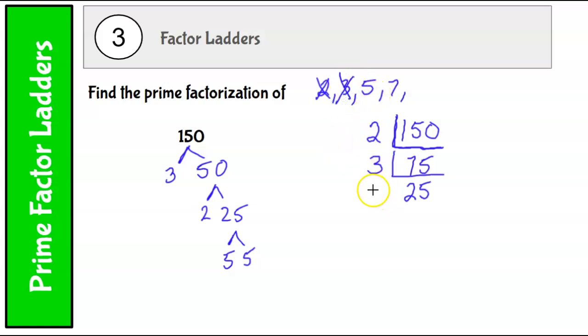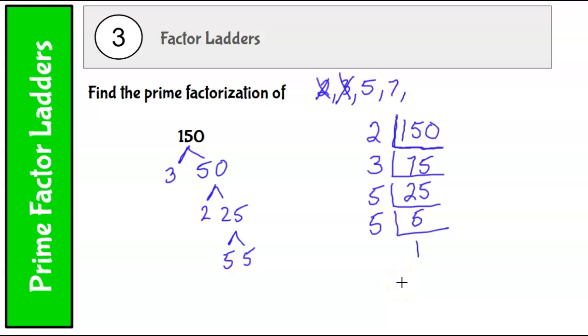Does 5 go into 25? It does! Oh, joy. How many times does it go in? 5 times. So your answer to your division goes right here. 150 divided by 2 is 75. 75 divided by 3 is 25. 25 divided by 5 is 5. And then 5 goes into 5. How many times? 1. And when you get down to 1, you're done!